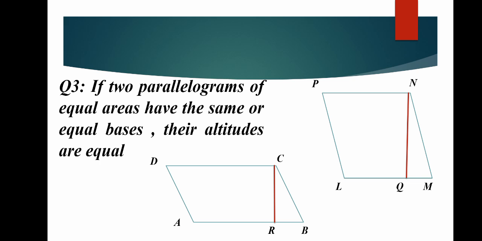Third question is, if two parallelograms are of equal area, they said that there are two parallelograms. Here you have to draw two parallelograms ABCD and LMNP. They have equal areas and the same or equal bases. Their bases are AB and LM, and their altitudes are CR and NQ. You have to prove whether their altitudes are equal or not, because the altitude of AB is CR and the altitude of LM is NQ.